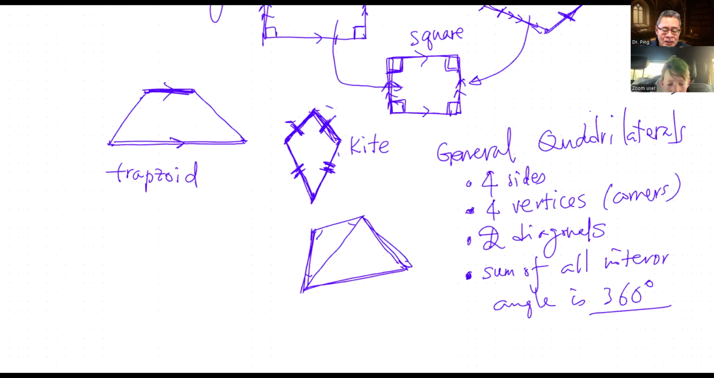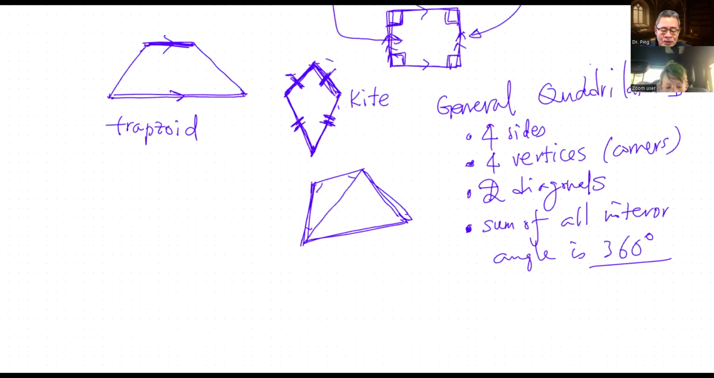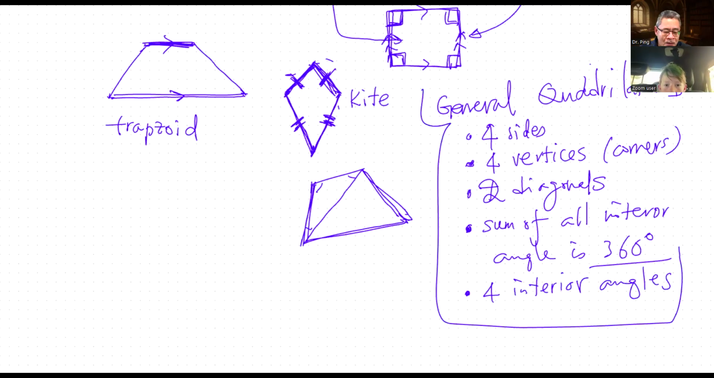So that's very general. Any quadrilateral has that: four sides, four vertices, two diagonals, four interior angles, and the sum of interior angles is 360. So that's the general property of quadrilaterals. And then we're going to get more specific.